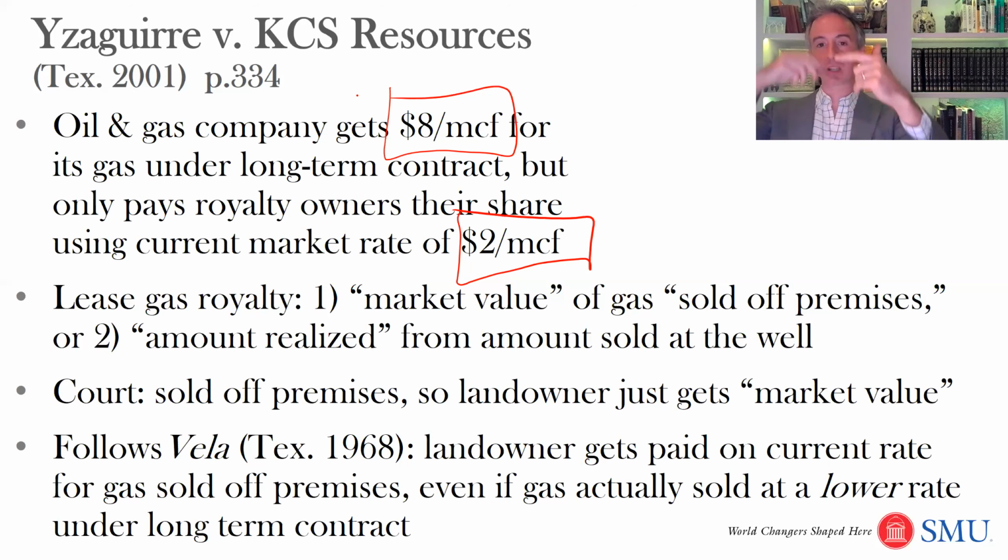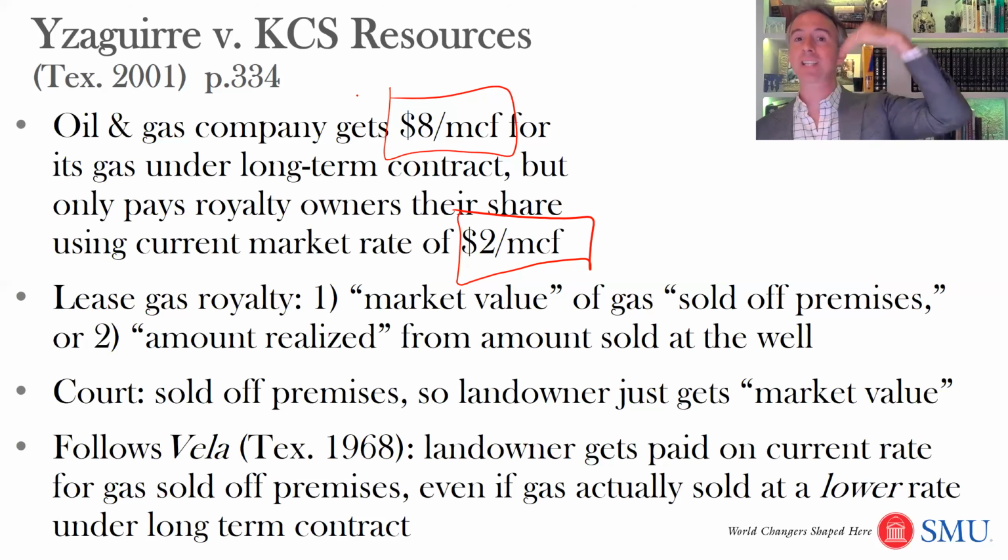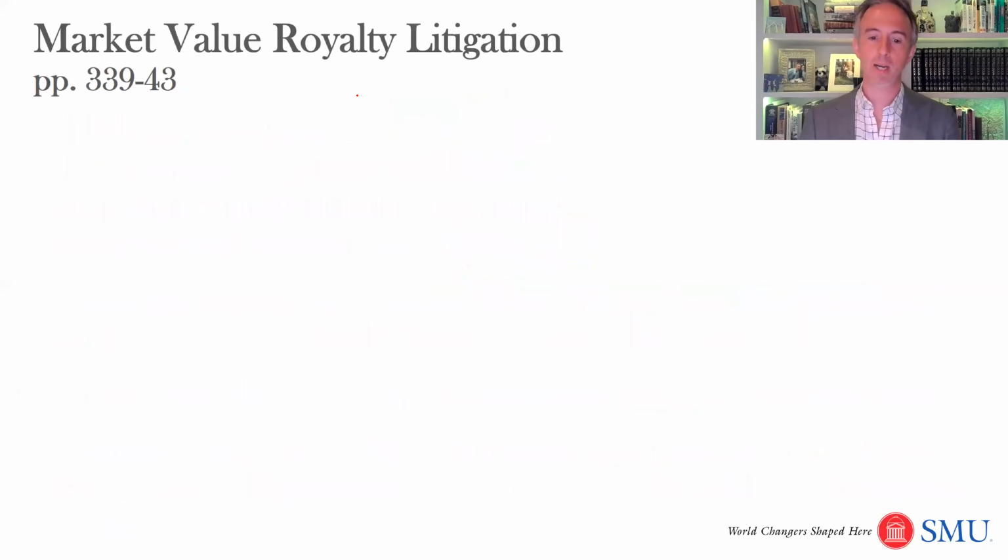So Vela was in the flip situation where the oil and gas company had made a bad long-term contract, and the Supreme Court of Texas said, I'm sorry, oil and gas company, you made a bad long-term contract. You have to pay at the market rate for gas currently, even though that's higher than what you, oil and gas company, are receiving under your long-term contract. Izagira is the opposite. The oil and gas company made a good bet. It's getting a higher price than the current market rate, but the landowner only gets compensated at the market rate.